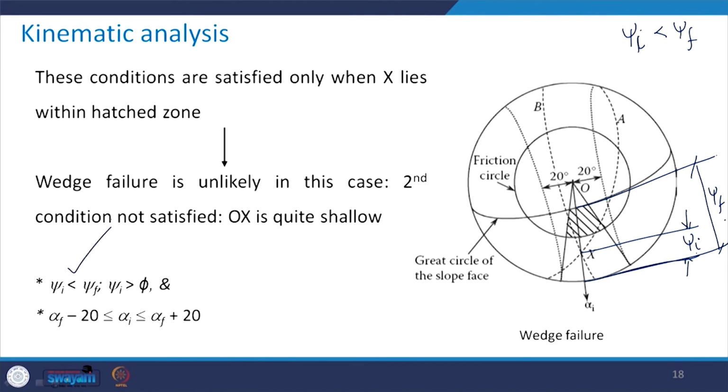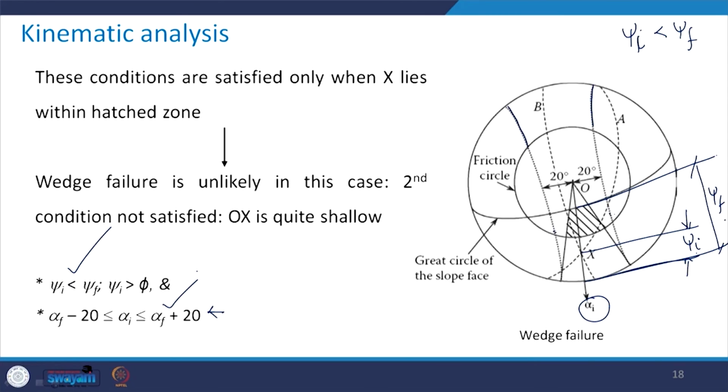Now come to this condition, that is, what about its dip direction? Its dip direction here is alpha i, which is from the north, and then plus minus 20 latitude we have taken like this. So this is the first one and this is the second one. Now this alpha i in this case is lying within this zone, so this is also satisfied.